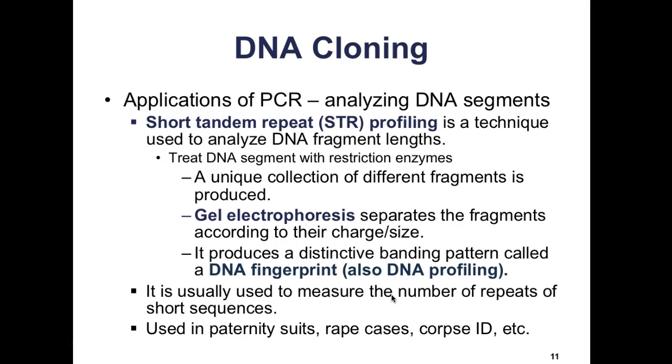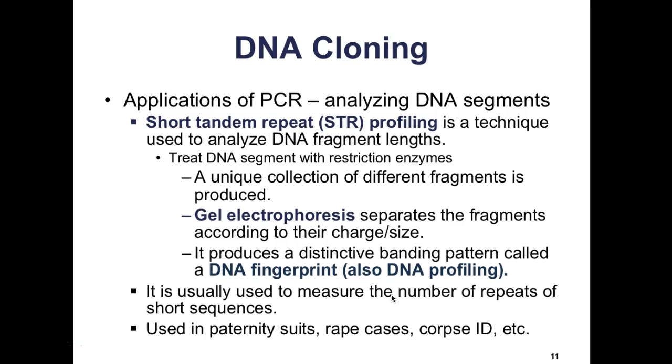And then what could we use that for? Well, DNA cloning applications of PCR are used for analyzing DNA segments. We call these short tandem repeat segments. Short tandem repeat profiling is a technique used to analyze DNA fragment lengths. Basically, what you have is a unique collection of different fragments that are produced. Gel electrophoresis is a process that can separate the fragments according to their charge or size.